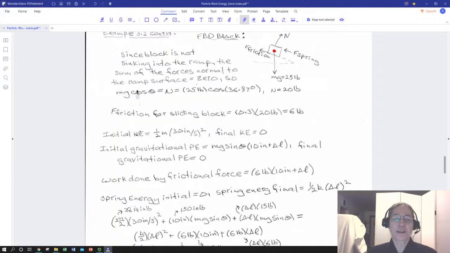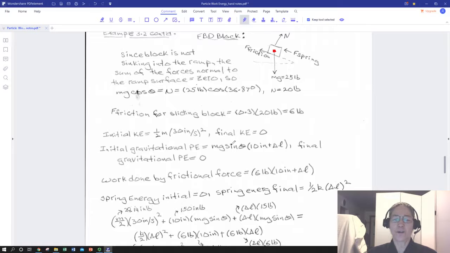Other important things: we can calculate an initial kinetic energy, 1/2 times mass times the initial velocity squared. We know the final is 0. We know our initial gravitational potential energy. We're going to reference it to the lowest position, so we have a positive potential energy at our initial point. We're saying our final height is 0.